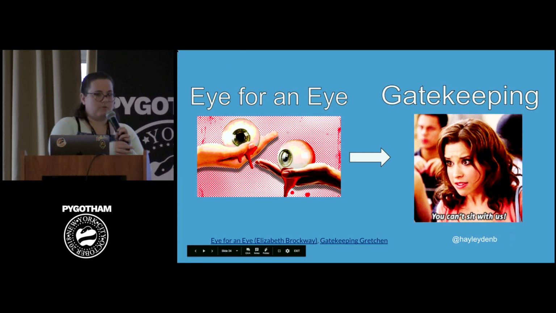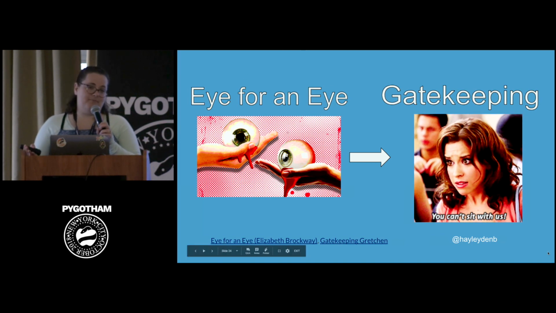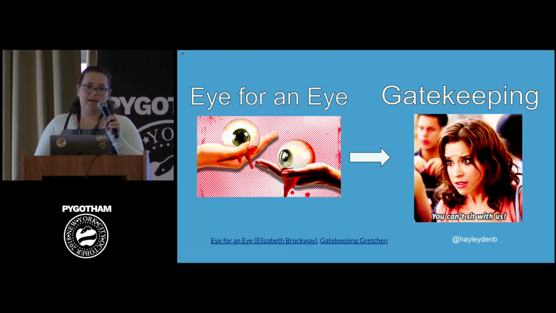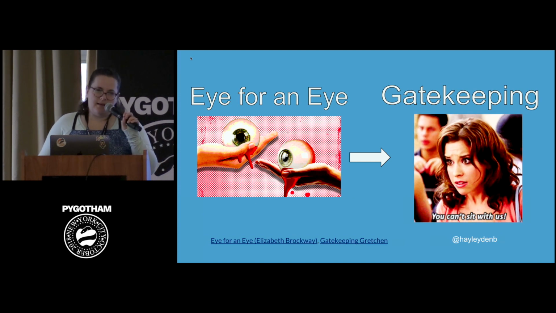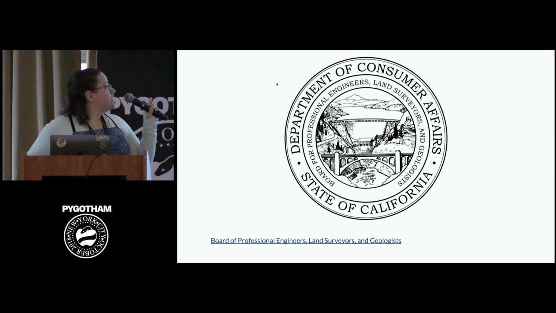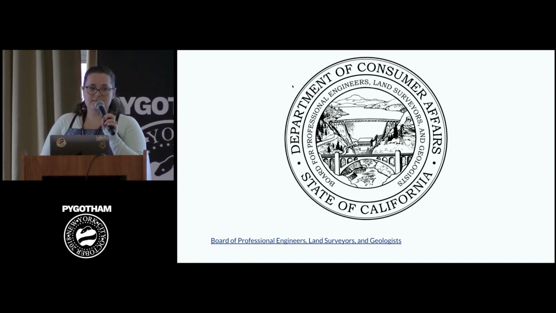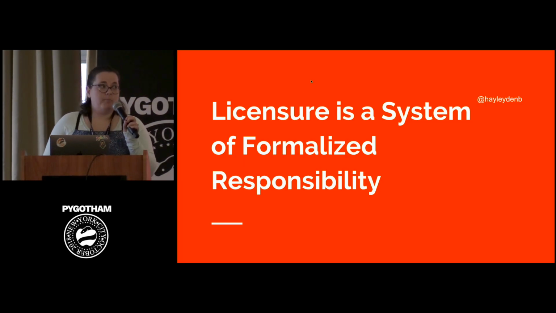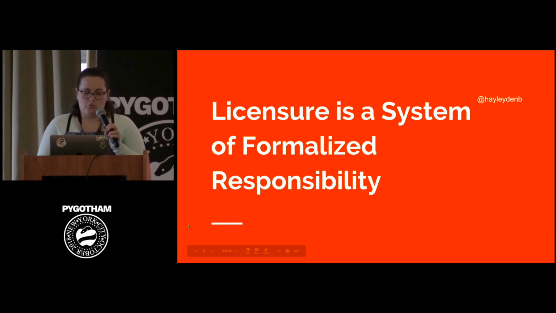And so in the broadest scope, we had moved from an eye for an eye, the Code of Hammurabi, to gatekeeping, like Gretchen here saying, you can't sit with us. So instead of demanding that you die if your house falls over, we're saying we don't want everyone to sit at the builder table. And this is how we deal with it now, where this department here, Consumer Affairs, the Board for Professional Engineers, Land Surveyors, and Geologists, limits who gets to build buildings and build tanks with molasses in them. And this licensure doesn't make someone a good person, but it is a system of formalized responsibility, and I think that's a pretty good start for ethics, taking responsibility for your own work.